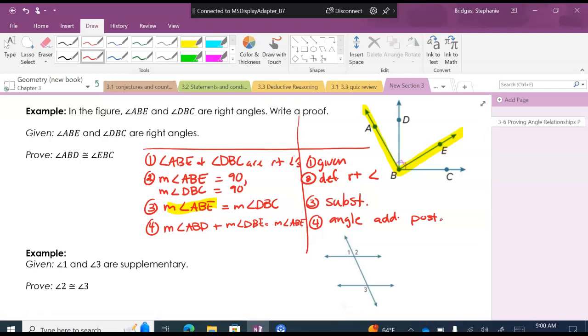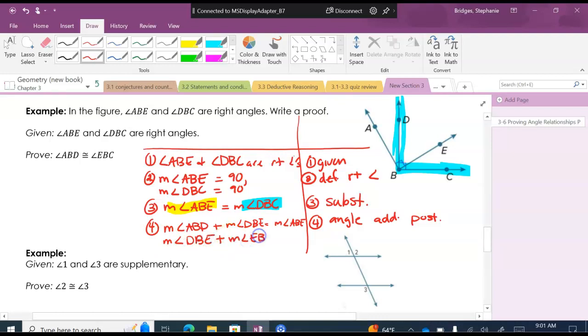Now, I haven't finished with this piece yet. Look at the other angle, DBC, that we are talking about. That was in my equation up here. Do I have two angles that add up to equal that one? What two angles are those? The measure of angle DBE plus the measure of angle EBC equals the measure of angle DBC. And that's the same reason, angle addition postulate.